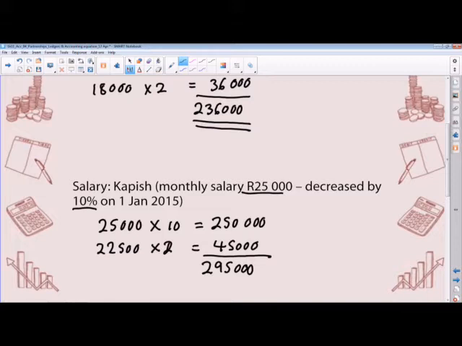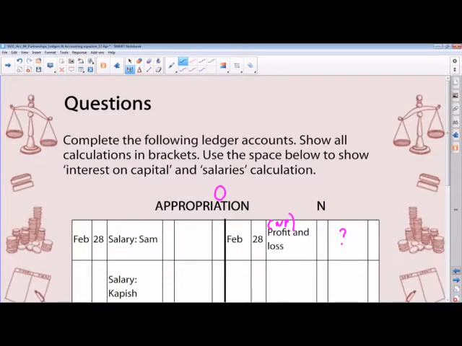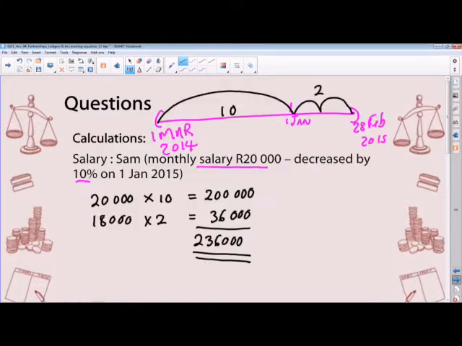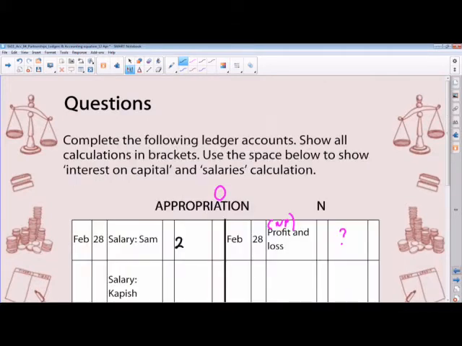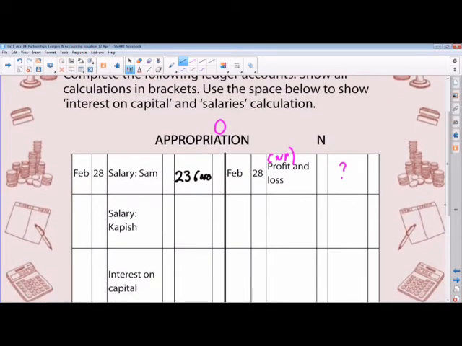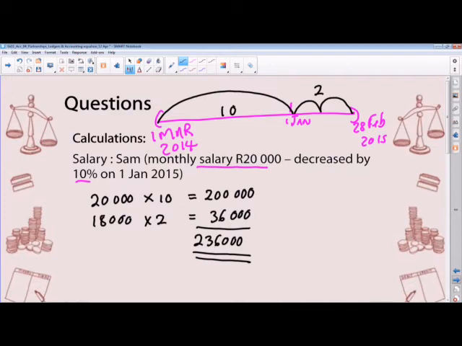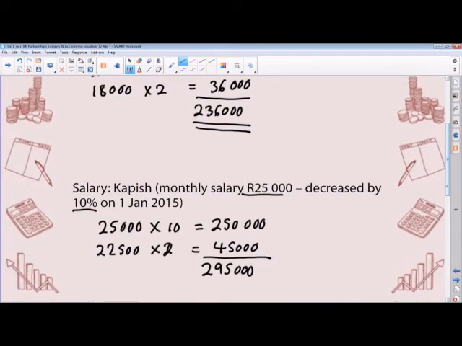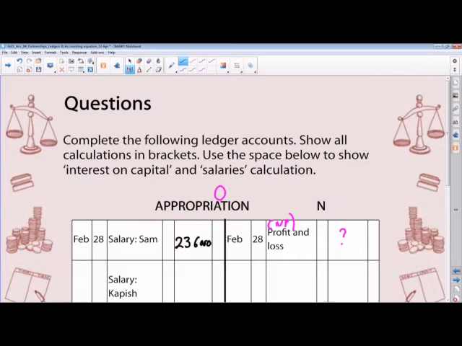So let's go to the salary for Sam. It was 236,000. Okay, and then the salary for Kapish that we just calculated, which was 295,000. So let's slot that in, 295,000. Okay, right, not difficult, guys, straightforward.